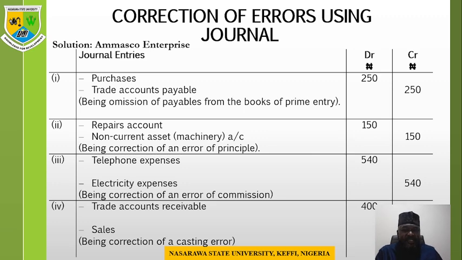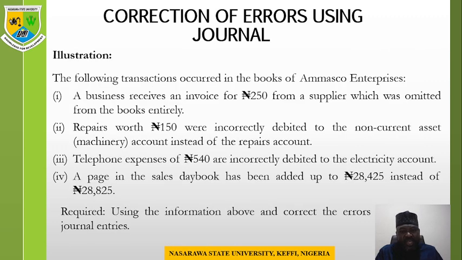Exactly. Telephone expenses, I'm coming. Sorry, it is electricity that was incorrectly debited. I guess I reversed the explanation: an amount of 540 that should be in telephone expenses was wrongly debited in electricity. So it is electricity that should give out and then telephone expenses should receive. So if telephone expenses is receiving that amount, we debit telephone expenses. And because electricity needs to give out that amount because it shouldn't be in it in the first place, we credit electricity account.